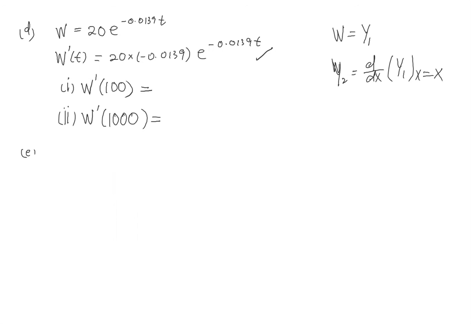Okay, 1 minute is almost over. Adrian Lim, answer for W prime 100. Negative 0.0692. Negative 0.0692. Okay, it will be gram per hour.